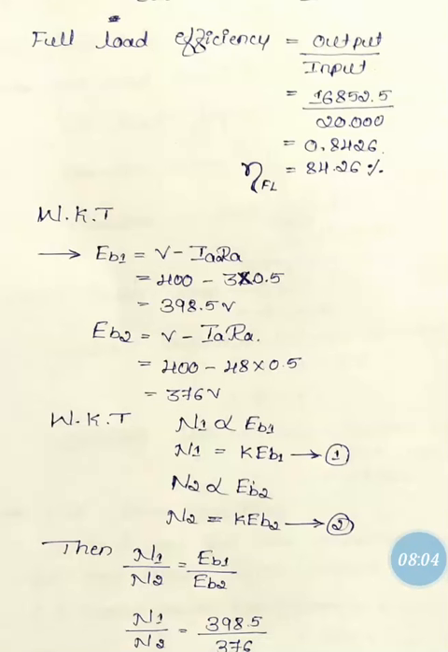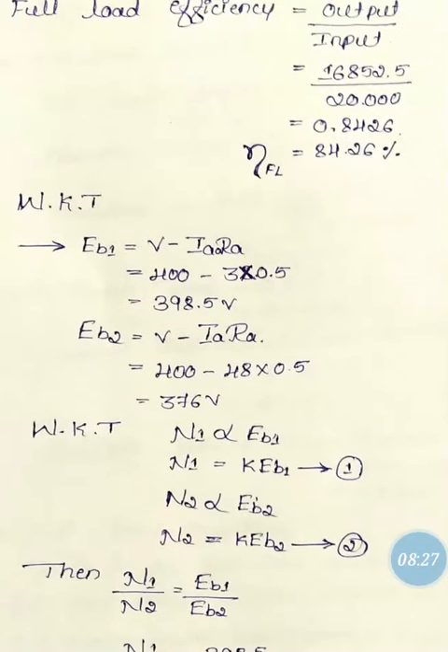Here a shunt motor is given, so we take only the voltage drop across the armature and the back EMF. In the no load condition the back EMF is calculated as EB1 = 400 - 3 × 0.5, which is 398.5 volt. Similarly, the back EMF in the full load condition is calculated as 376 volt.